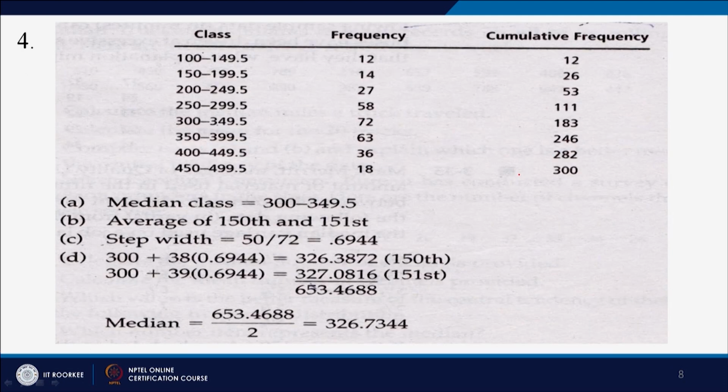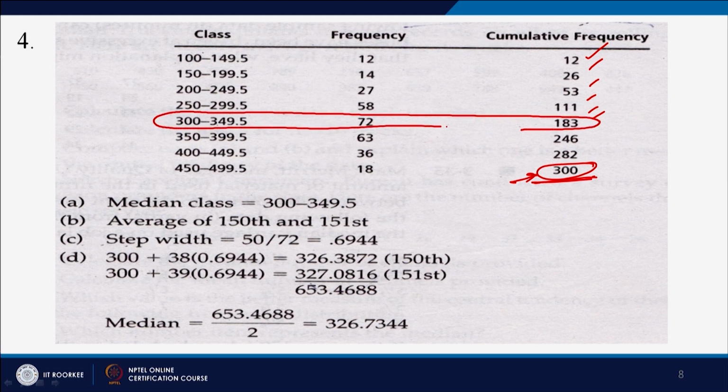Just take the summation of all the frequencies. So, this is the summation of all the frequencies, 300. So, this is the cumulative frequency, right. So, take the cumulative frequency 300. So, the median class would be what? 300 by 2, right. So, this is 150. 150 is where? Here, right, is not it? So, this is your median class, right.